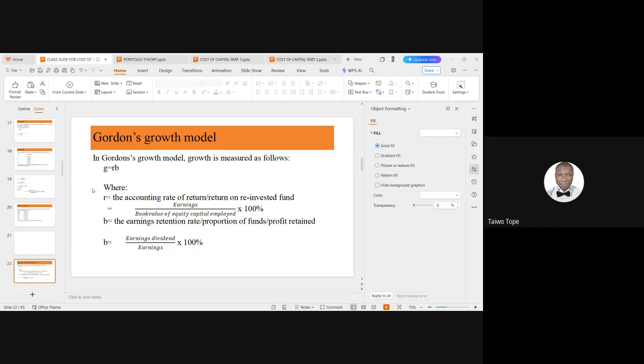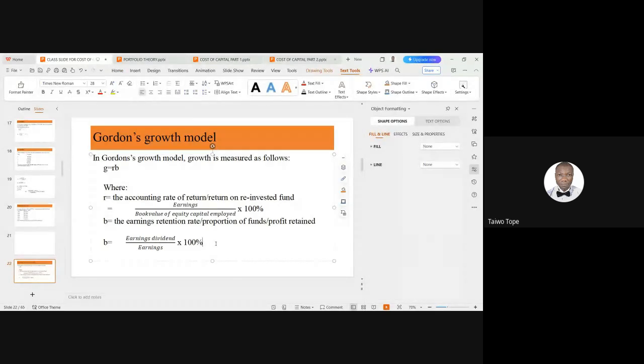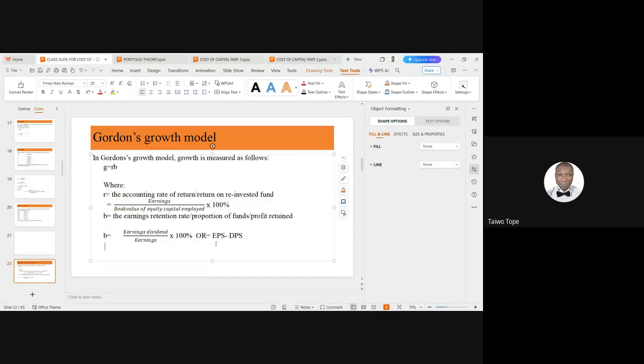You can also determine B when you have earnings and dividend: earnings minus dividend, divided by earnings. Sorry, let me present it in another way. It can be earnings per share minus dividend per share, divided by earnings per share.